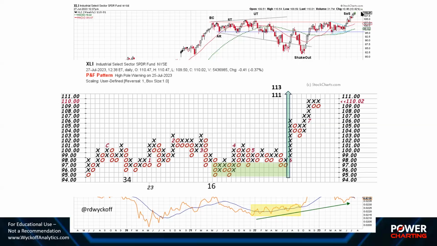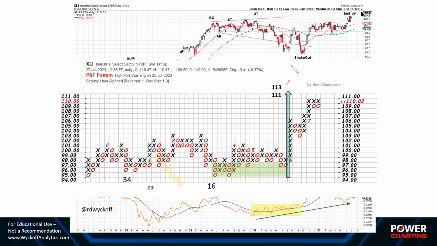And so look, we are literally one box away from hitting the minimum objective of 111 on this initial swing count. So that would suggest to me very good likelihood that XLI is overbought here and could produce a pullback. Not a place I would initiate new trades. And this is how we think about and evaluate not just sectors or industry groups, but individual stocks on the same basis with these methods.